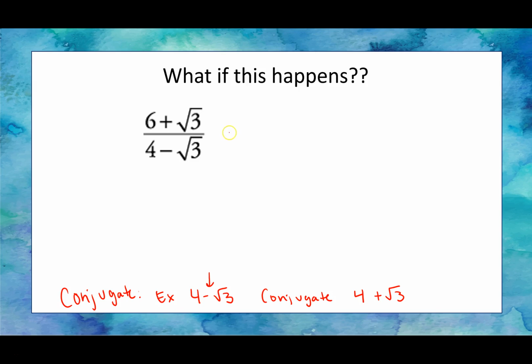So when we multiply by the conjugate, we have to multiply it by 1, meaning that I have to have both the same thing in the numerator and the denominator. All right, let's go ahead and multiply this.